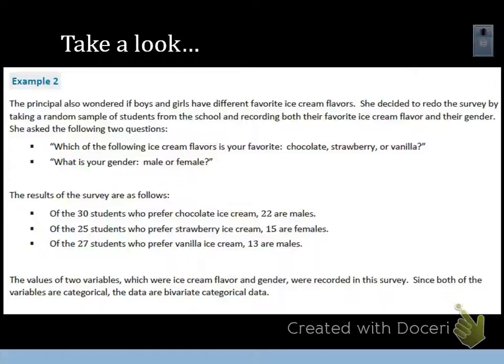30 students preferred chocolate, 22 of them were males. Of the 25 who preferred strawberry, 15 were females, and of the 27 that preferred vanilla, 13 of them were males. Okay, so the values of 2 variables now, so ice cream and gender, were recorded in this survey. Since both of the variables are categorical, the data are bivariate. It's not univariate anymore because it's not 1. Uni meaning 1. This is bivariate categorical data because bi means 2. Okay, so bivariate categorical data.